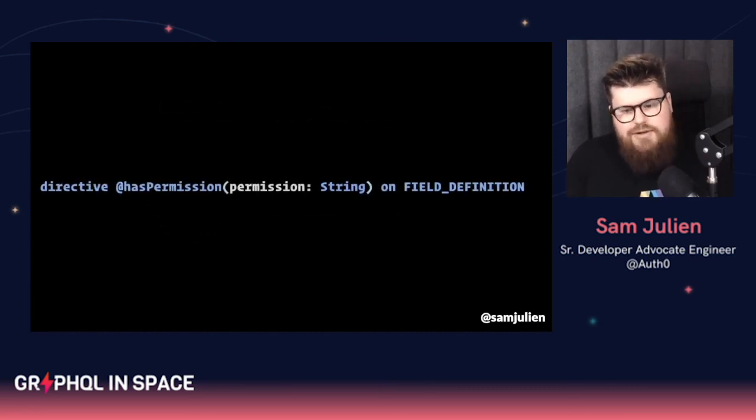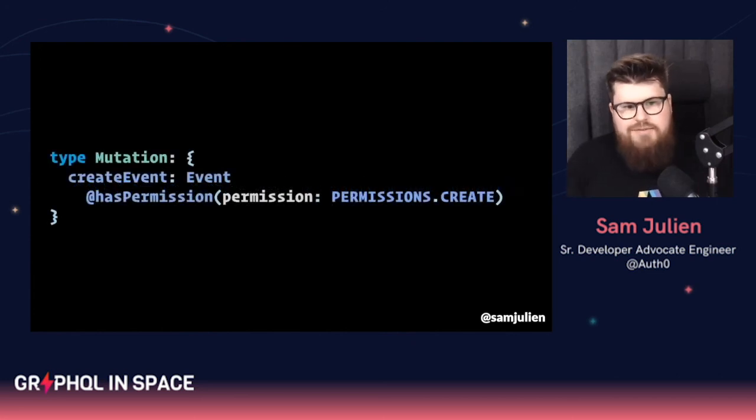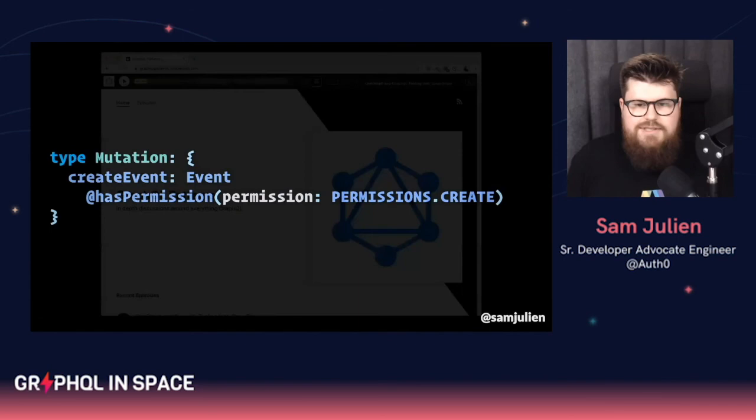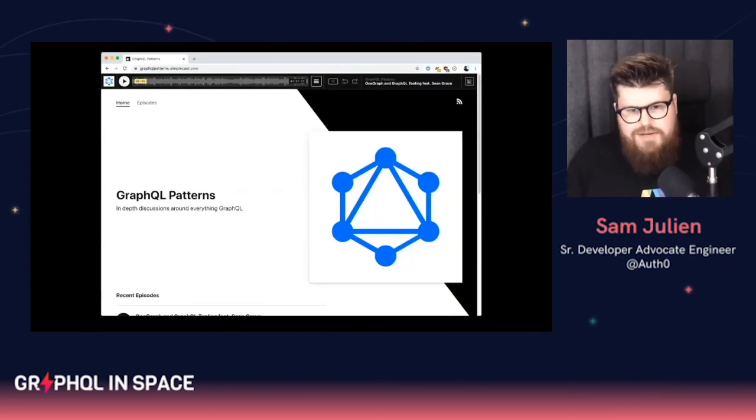Lastly, we did a quick look at custom directives. So we looked at creating this hasPermission directive that takes in a permission, and it's on the field level. And then we looked at being able to add that to our createEvent mutation and control who's able to actually run this mutation. So I just want to leave you with, I don't know how many of you have listened to Nader Dabit's GraphQL Patterns podcast. They've had a couple of episodes on auth that are really helpful. And there were just a couple of takeaways that I wanted to leave you with.